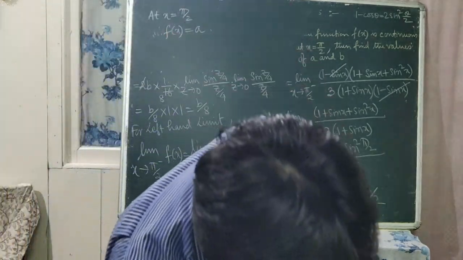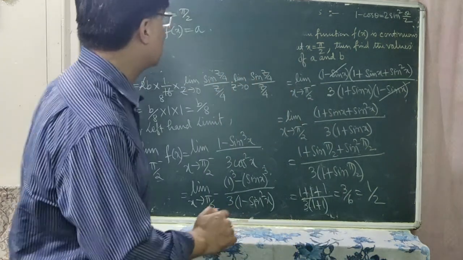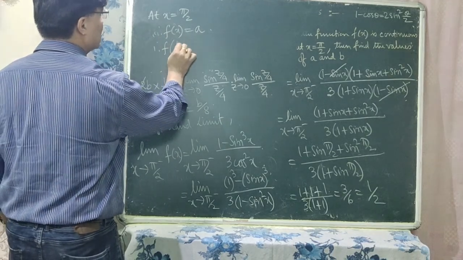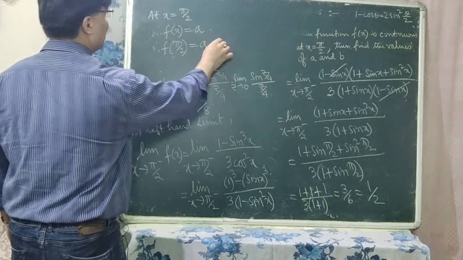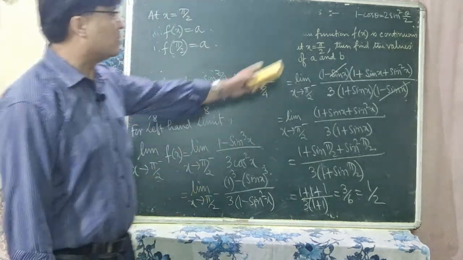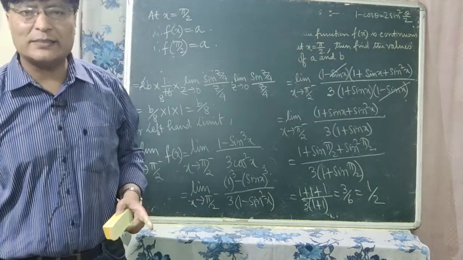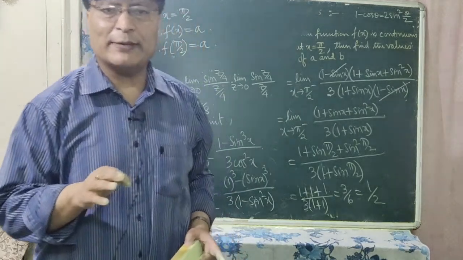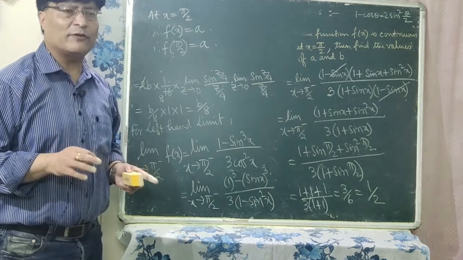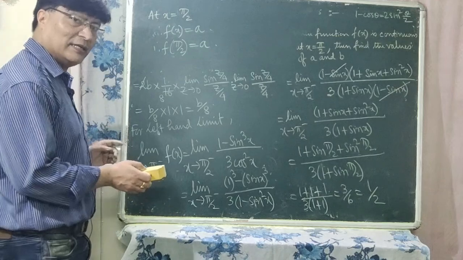So when x is equal to pi by 2, then f of x is equal to a. So you can write f of pi by 2 is equal to a. Is that clear to all of you? Now since in the question it is given that the function f of x is continuous at x is equal to pi by 2, that means what do we write? Right hand limit at x is equal to pi by 2 is equal to left hand limit at x is equal to pi by 2 is equal to the value of the function f of x when x is equal to pi by 2. Is that clear to all of you?